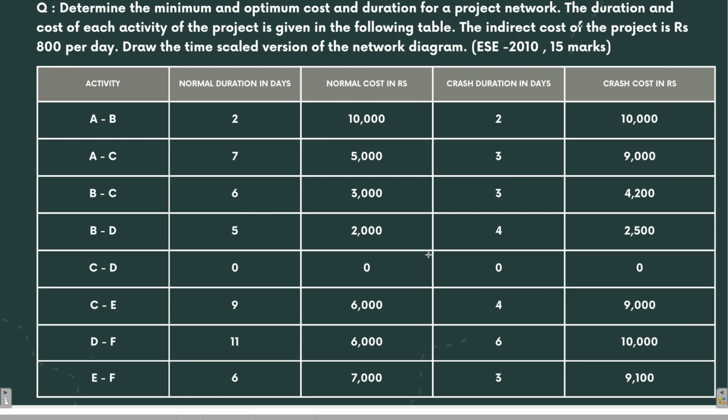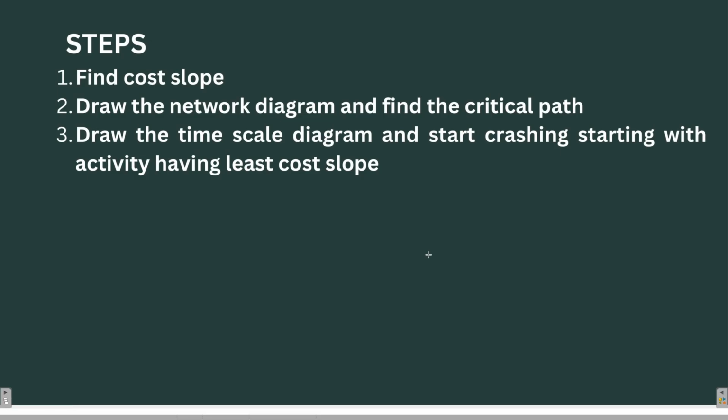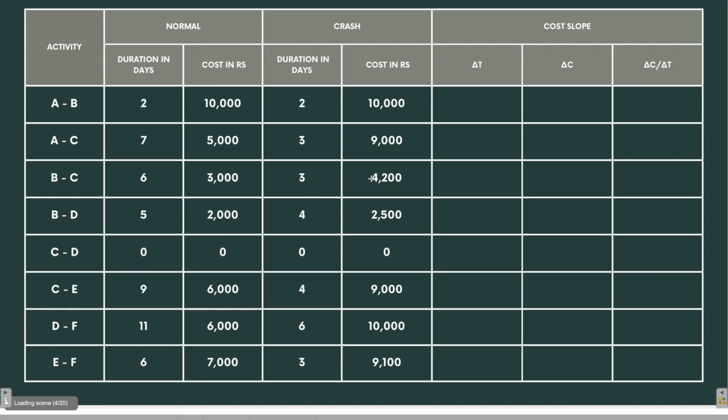We have to crash the network. Let's understand the steps behind it. The first step is to find the cost slope. Don't worry, I'll discuss what a cost slope is. The next step is to draw a network diagram and find the critical path. Then draw the time scaled diagram, which I'll also discuss. And then start crashing with the activity having the least cost slope. These are the steps in crashing. So let's proceed with step number one.